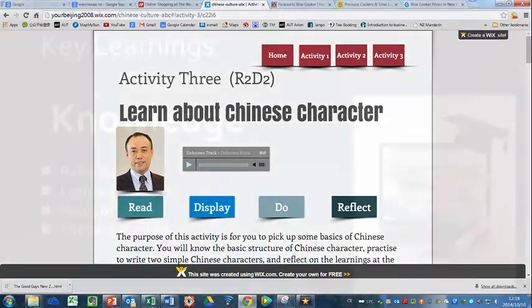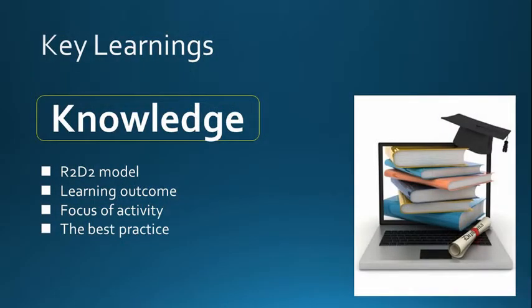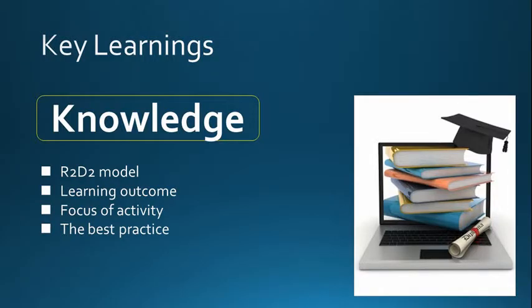And see how I address them using the R2D2 model. The second knowledge portion is the learning outcome: how to design a learning outcome that fits the learning needs. Basically, first, you've got to have one, and second, it's focused on the students. So the learning outcome should be worded like: at the end of this activity, my students or the participants will be able to do something. It's about them.